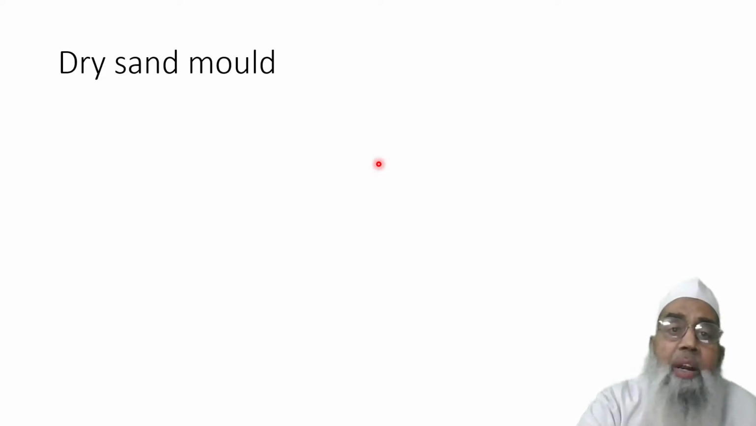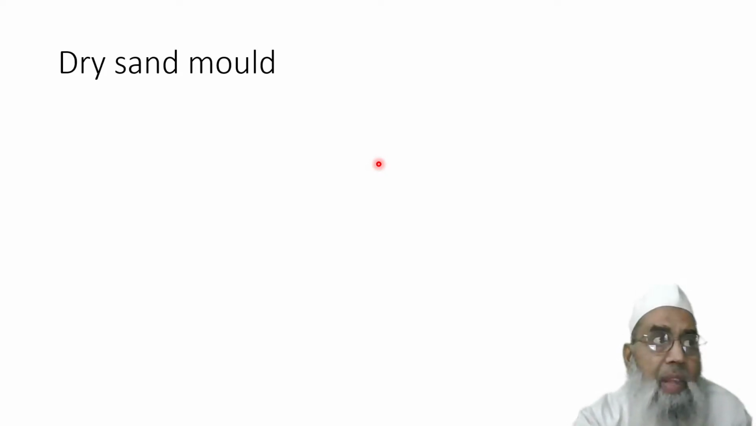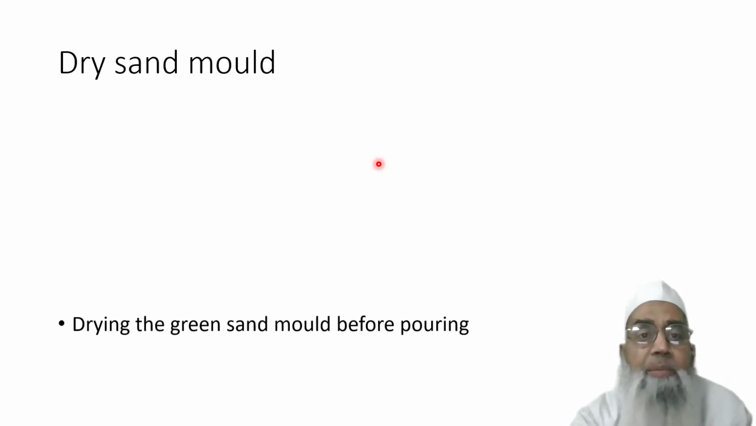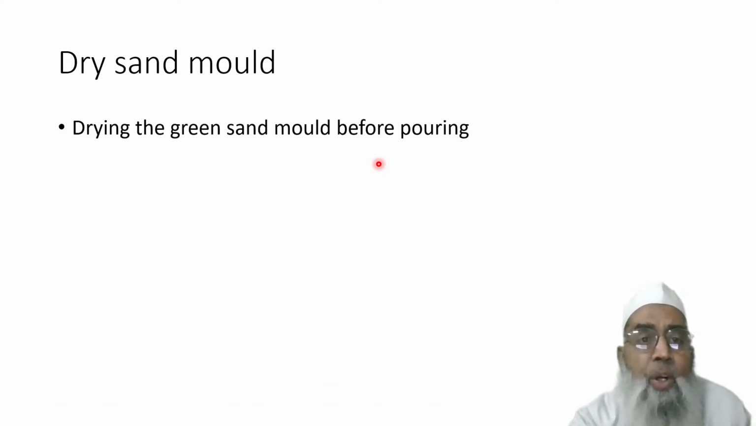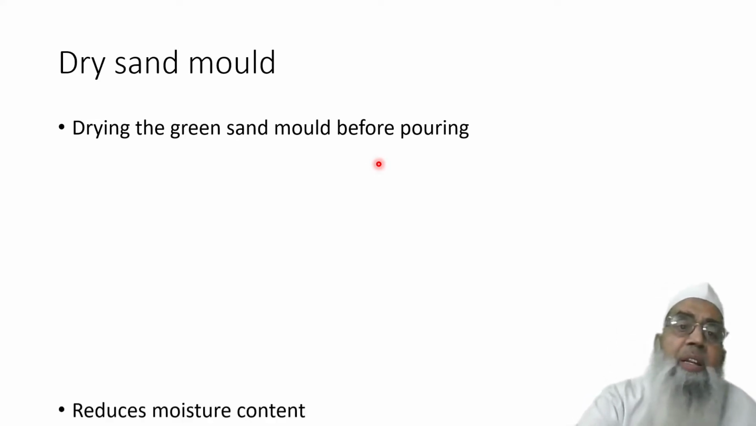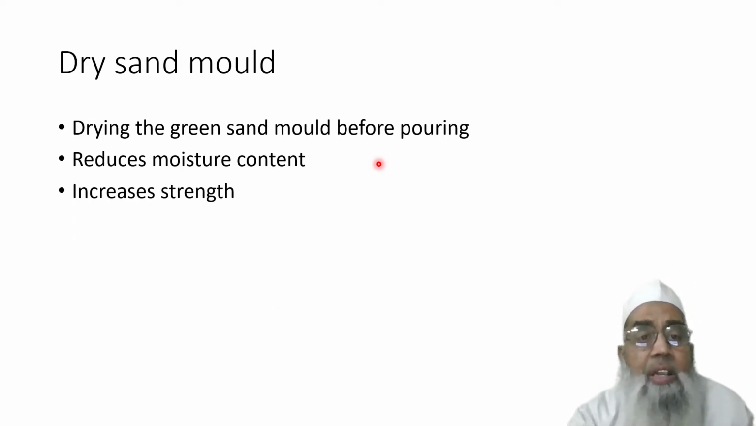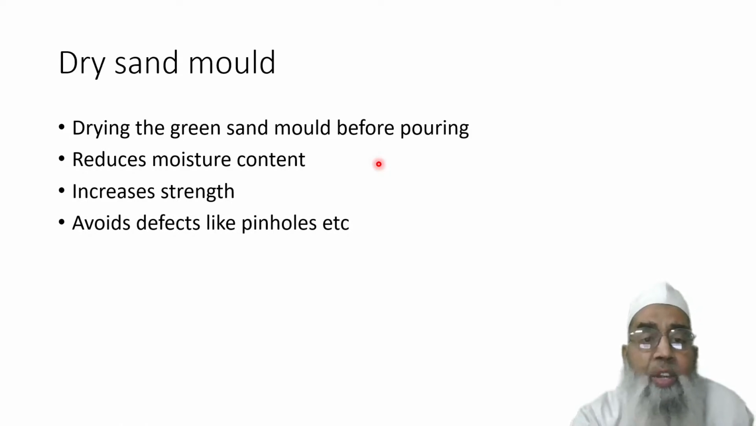Now, therefore, it is better to have a dry sand mold, because the moisture content can be reduced, and the defects, as discussed, can be overcome. Dry sand mold is nothing but we make the mold and we dry it before pouring, so that moisture content gets reduced. Not only does this reduce the moisture content, but it also enhances the strength of the mold and avoids defects like pinholes, etc.